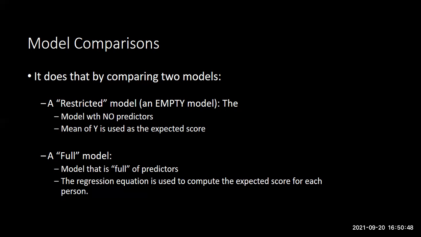Then you're going to compare the amount of error in that model to a full model. A full model is where the bouncer has pulled the thing off the side and lets everybody in. Now you've got predictors in the model. It's a regression equation used to compute the expected score for each person based on one or several predictors.